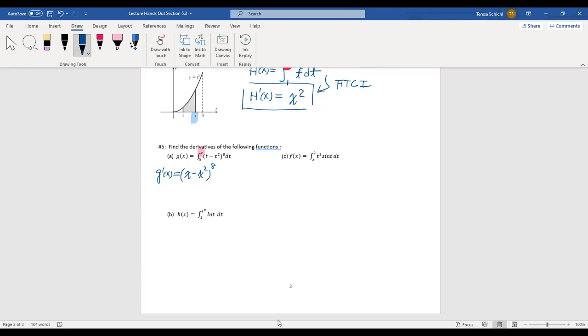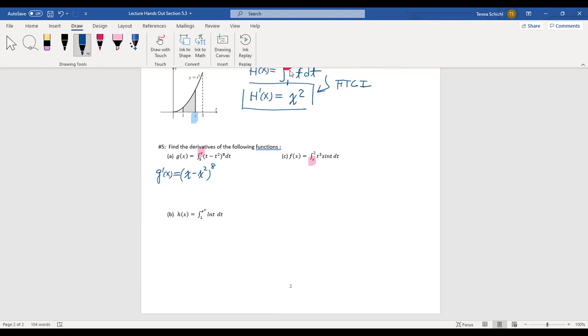This one is f of x, the integral from x to 2 of t cubed sine t. Whoa, how do I do this one? Now, the fundamental theorem tells us this x has to be on the top, right? So how do I do that?